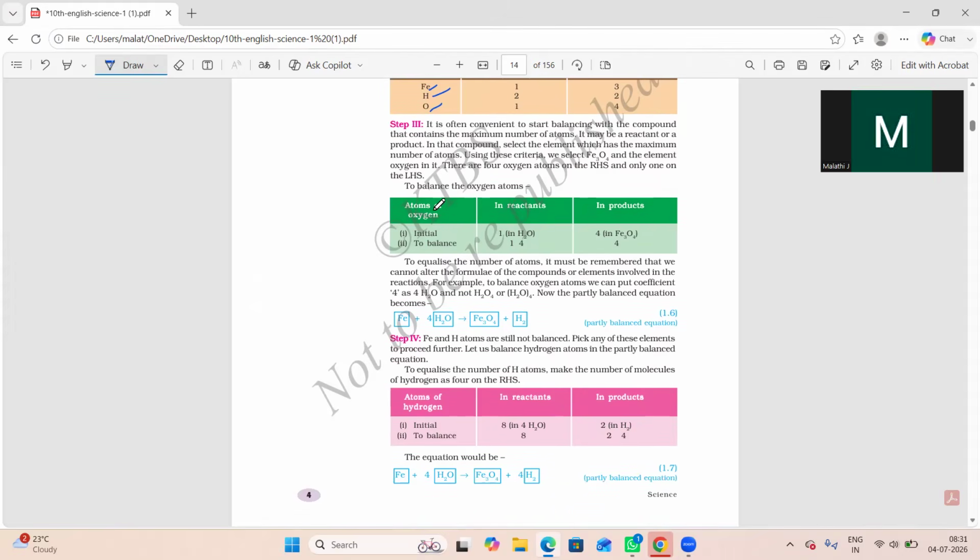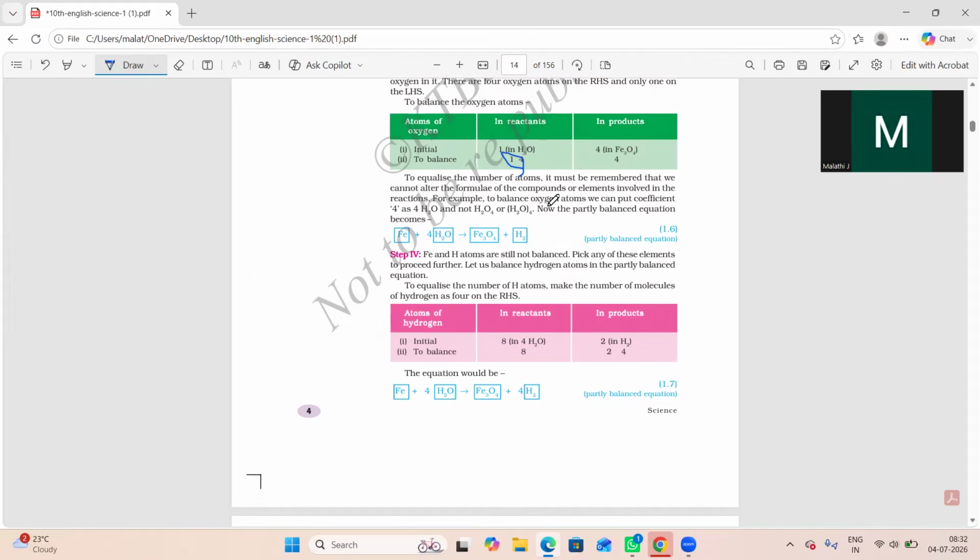So put another box. Now you are balancing the oxygen atom. Initially, how many atoms are present on the reactant side? 1. How many on the product side? On the reactant side there is 1 oxygen in H2O. On the product side, Fe3O4 contains 4 oxygen atoms. To balance, we have 4 on the product side, so on the reactant side we multiply 1 with 4.